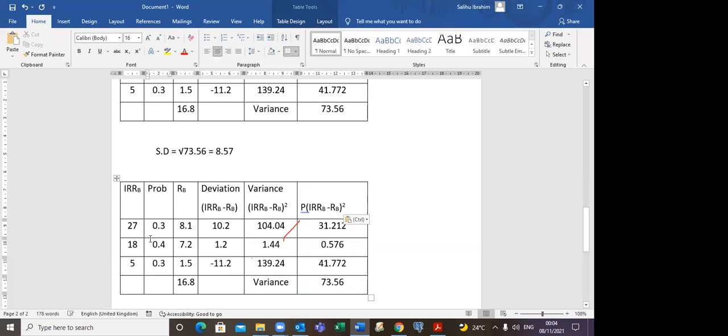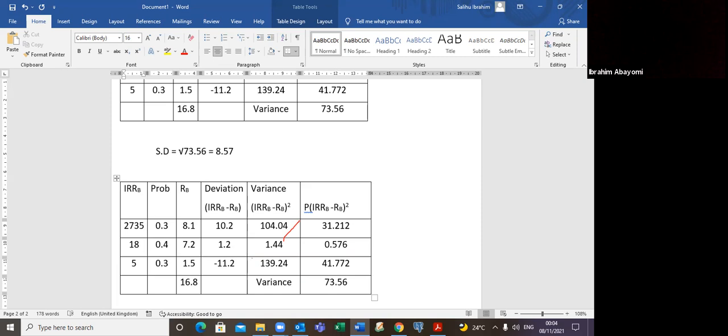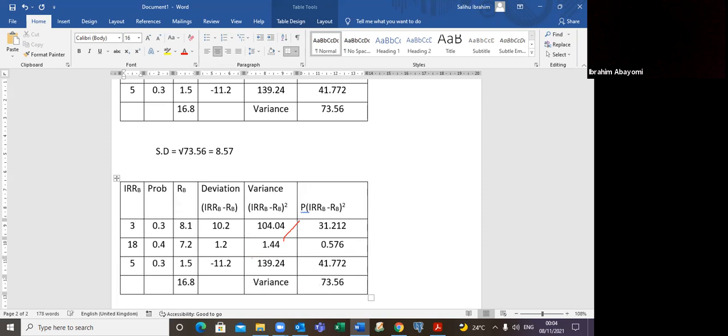Okay. So what are the returns for B? The returns for B are 35, 15, 20. The probability remains the same.